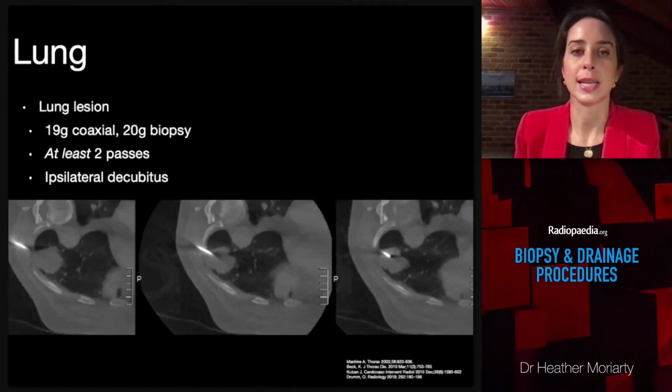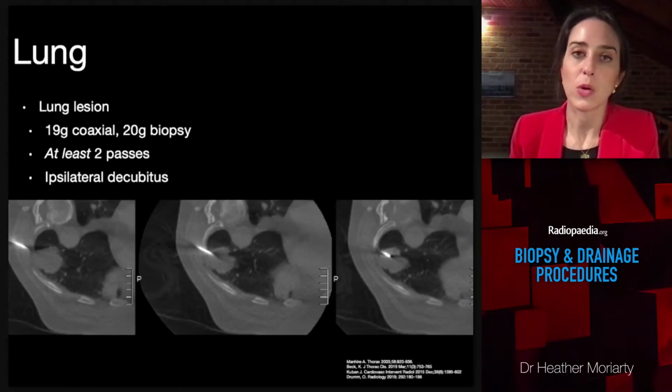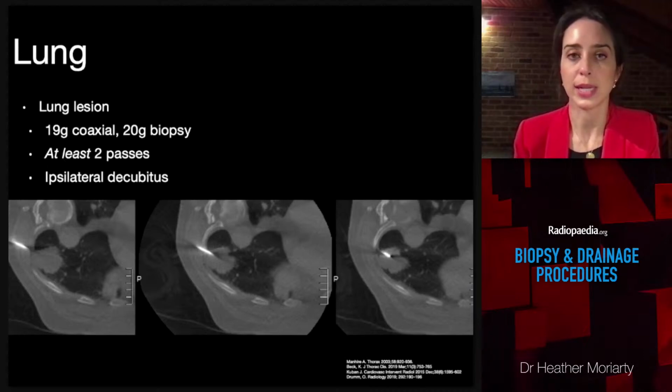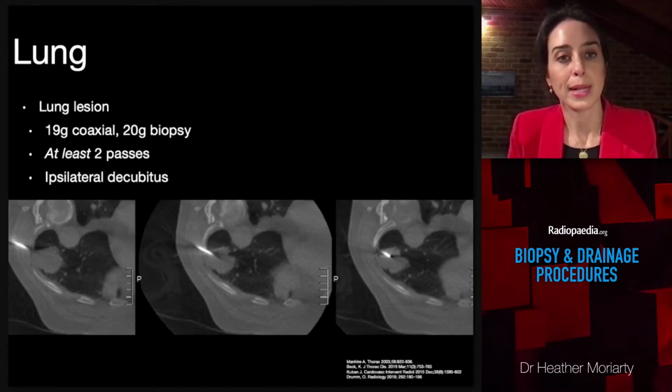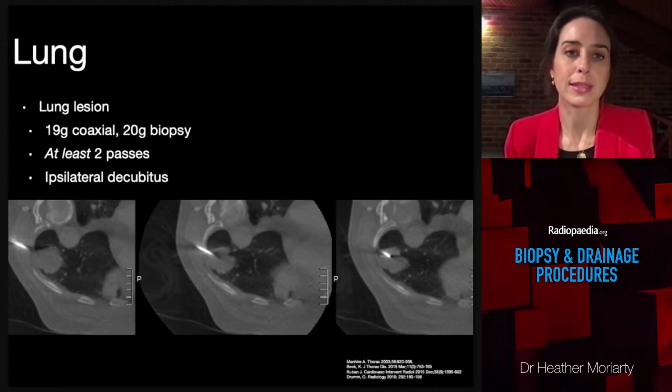For lung lesions, either a 17-gauge coaxial and 18-gauge biopsy needle, or a 19-gauge coaxial and a 20-gauge biopsy needle are usually chosen. There is good evidence to say a 19-gauge with a 20-gauge biopsy needle is fine, although you may need more passes with a 20-gauge needle, particularly for molecular analysis. The trade-off with a larger gauge biopsy is a higher rate of pneumothorax. So I generally take 4 or so passes with a 20-gauge biopsy.